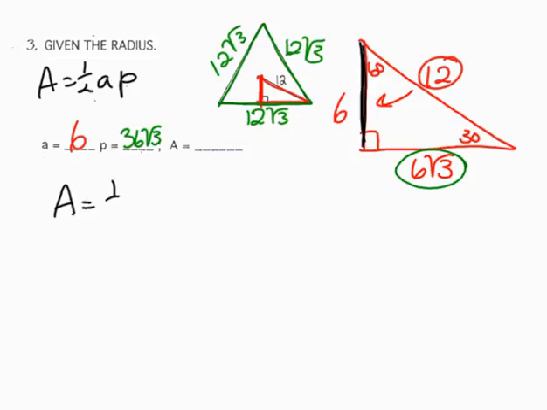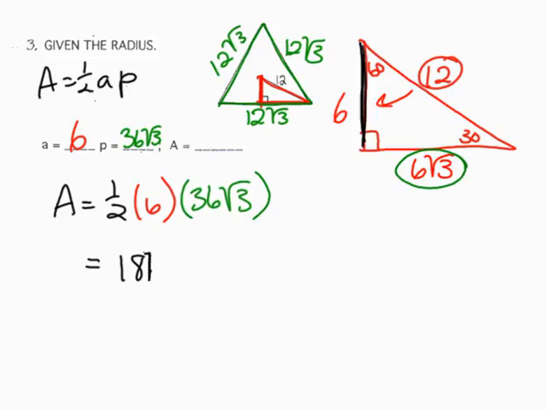Area equals 1/2 of the apothem, which is 6, and the perimeter, which is 36 radical 3. So we end up with 187.7 units squared.